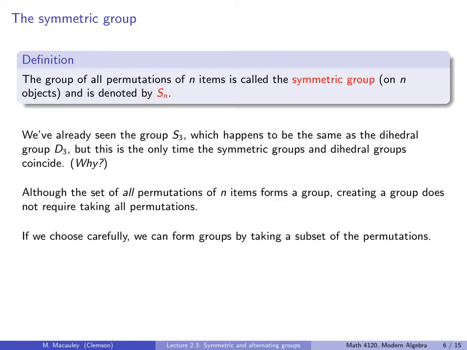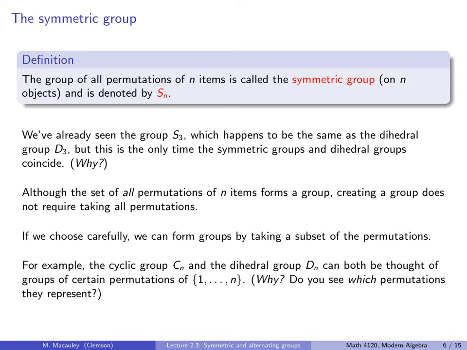Although the set of all permutations of n items forms a group, creating a group does not require taking all permutations. If we choose carefully, we can form groups by taking a subset of permutations. For example, the cyclic group Cn and the dihedral group Dn can both be thought of as groups of certain permutations of 1 up to n. Now, why? Do you see which permutations these represent?